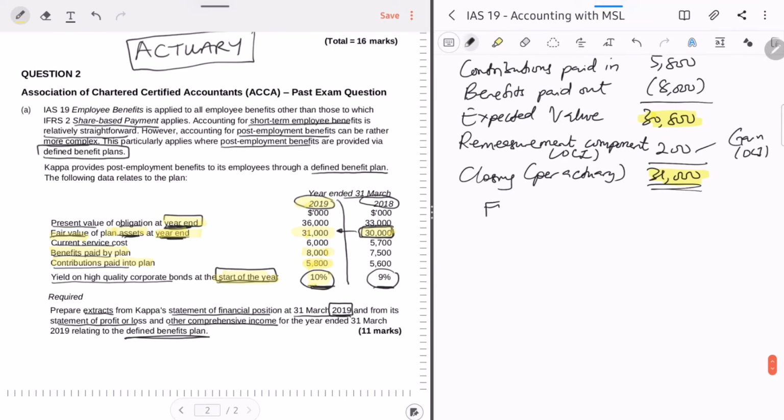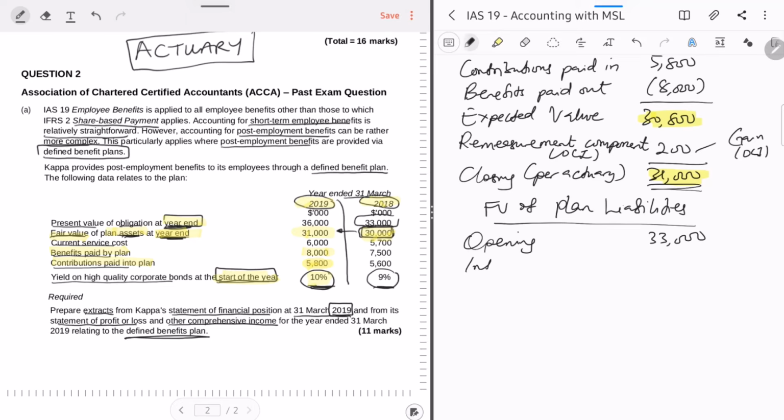Let's do the fair value of plan liabilities. As usual, you pick your opening. Same method as the assets. We pick that opening from what? The last column here. So by extension, our opening will be this figure, 33,000. Then we add our interest expense. Use the rate of 10%, remember? So it will be 10% of 33,000. That'll clearly give us 3,300.